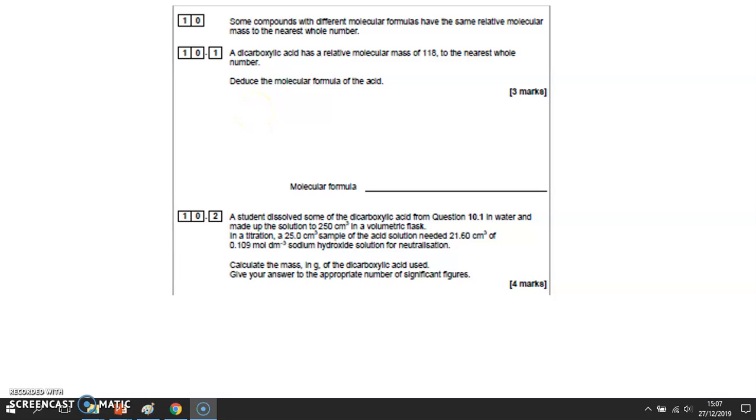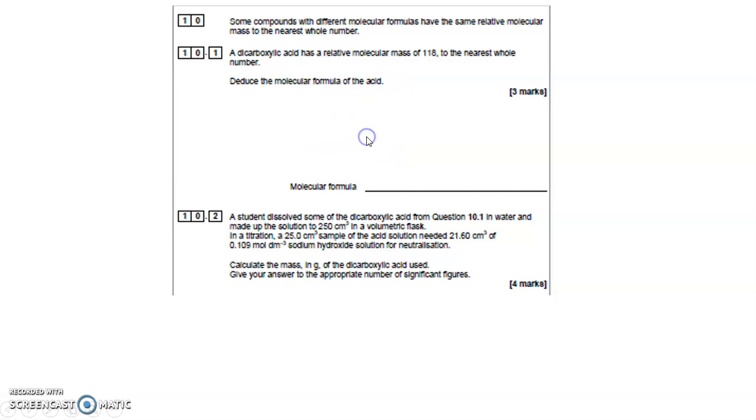Question 10. Some compounds with different molecular formula have the same relative molecular mass to the nearest whole number. A dicarboxylic acid has a relative molecular mass of 118 to the nearest whole number. Deduce the molecular formula of the acid. So if it's got 118, then I know that a carboxylic acid has got C double bond OOH, and if it's a dicarboxylic acid, it's got two C double bond OOHs. So all I then do is work out what the remainder must be.